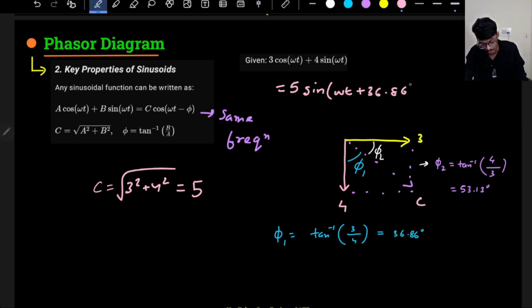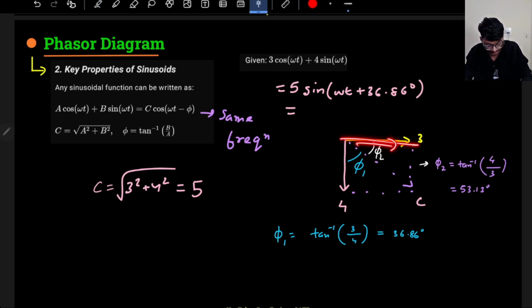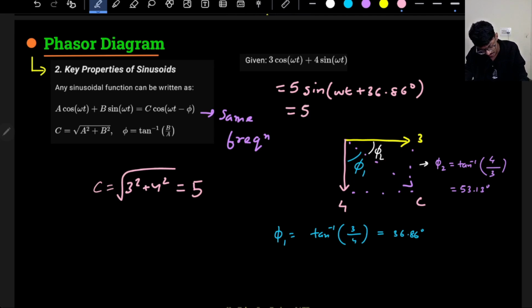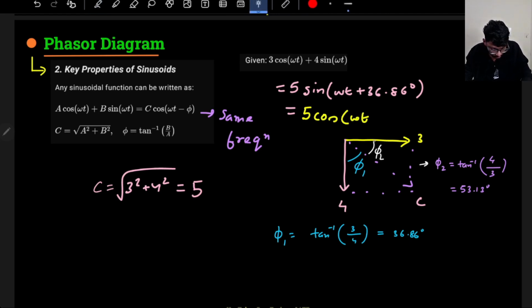Let's say I want to write in terms of cos. If I write in terms of cos, the magnitude will not change. The magnitude will be the same, 5 cos, omega t only. And I am going in the clockwise direction to reach the resultant. I have to move in the clockwise direction. If I am moving in the clockwise direction, that means my angle is negative.